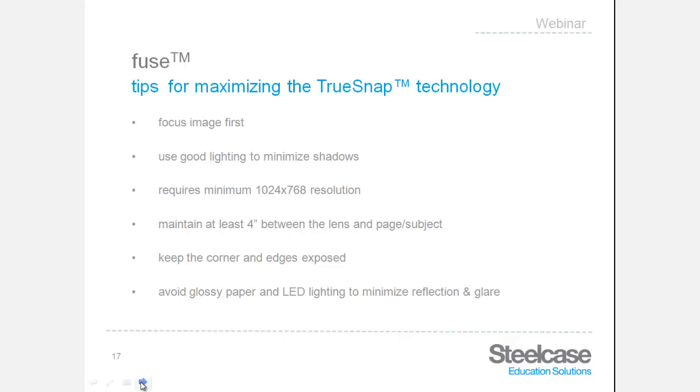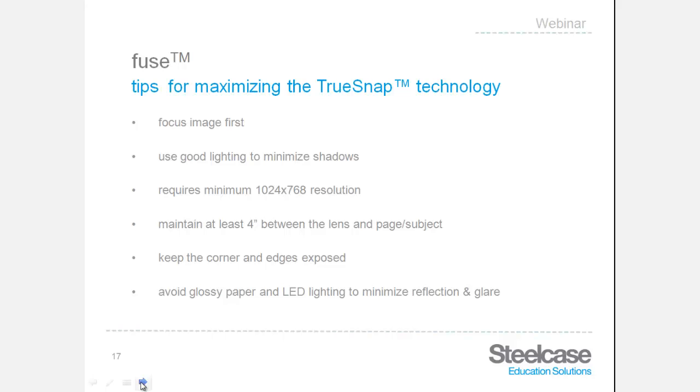Another suggestion that I've learned from our engineering staff is to maintain at least 4 inches between the lens and whatever your subject is. A good guide for about 4 inches is the span of your hand from pinky to index finger. It's going to be a little bit larger than that unless you have extremely large hands, but that gives you an idea of about what 4 inches is.